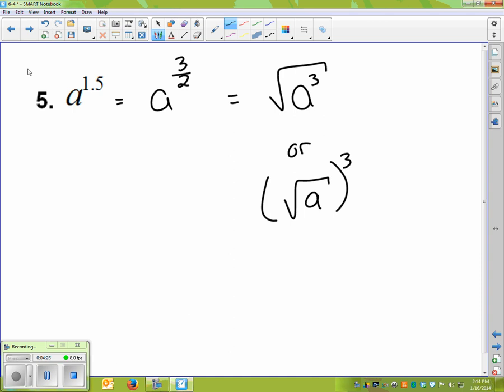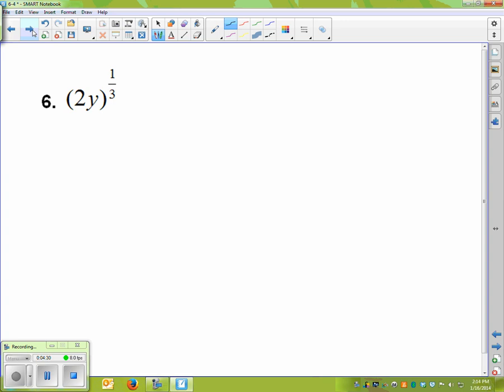Let's try one more. 2y to the 1/3 power. Both the 2 and the y are in parentheses, so they are both to the 1/3 power, which means they are both the cube root, and I can put them together under one radical sign.